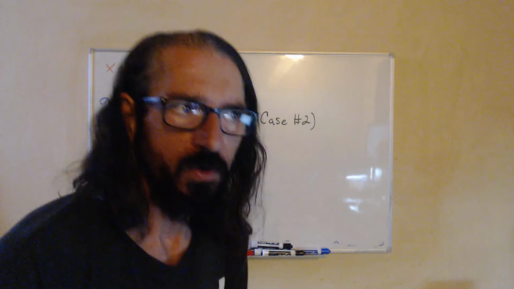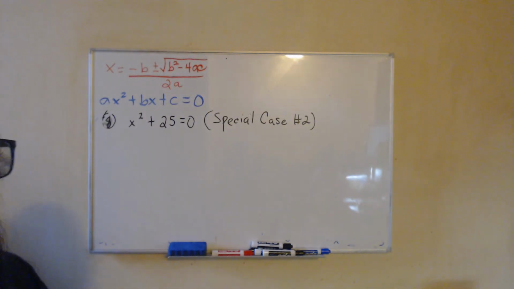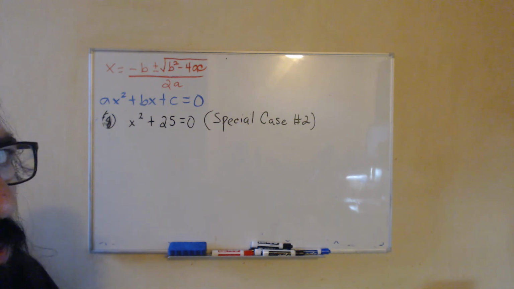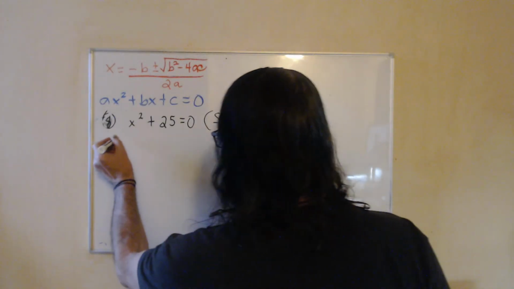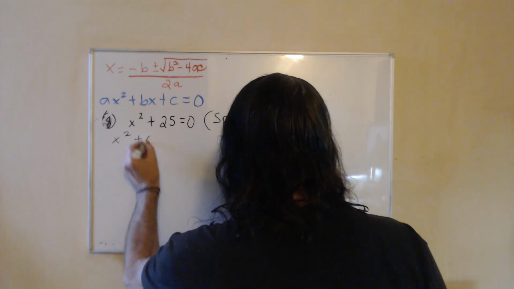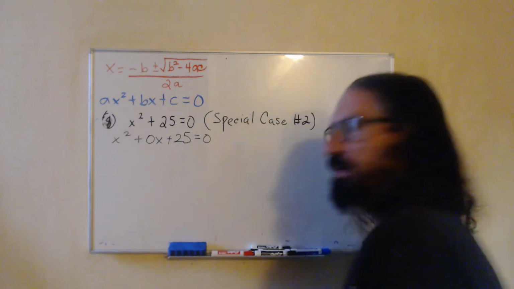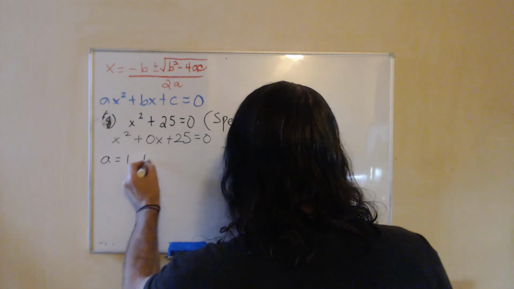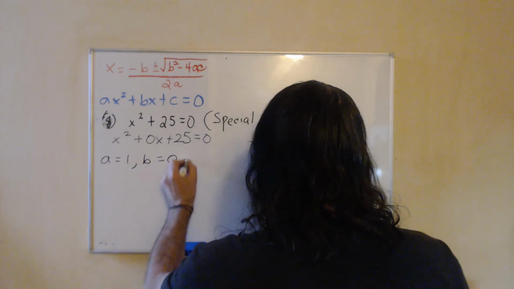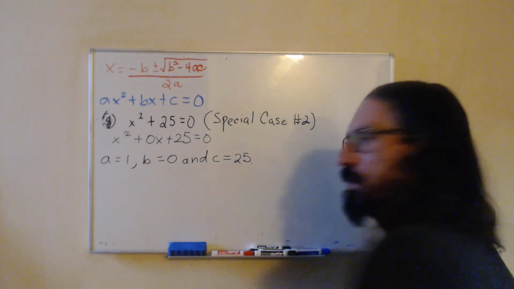We have a similar situation here with x squared plus 25 equals 0. In the last example, c was equal to 0. This time, really, we've got b equal to 0, since there's no x to the first term. So a is equal to 1, b is equal to 0, and c is equal to 25.